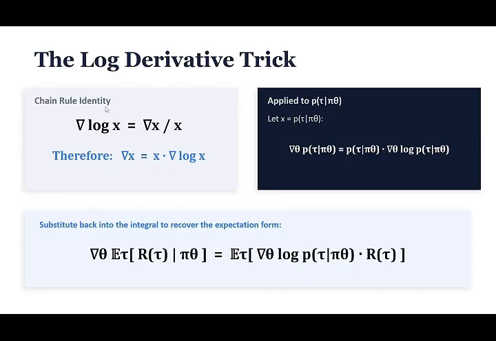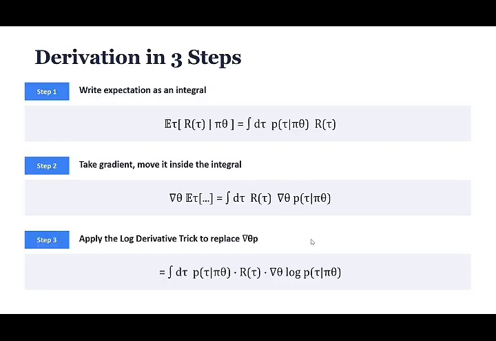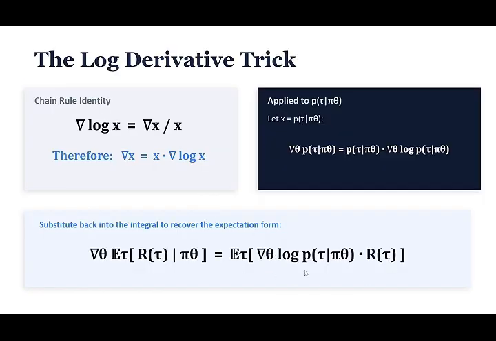Based on the chain rule identity, ∇ log x equals ∇x over x. So we just move this x over and get ∇x equals x times ∇ log x. Then we let x equal this part, and move things back to the last part. So we have this, just like that.